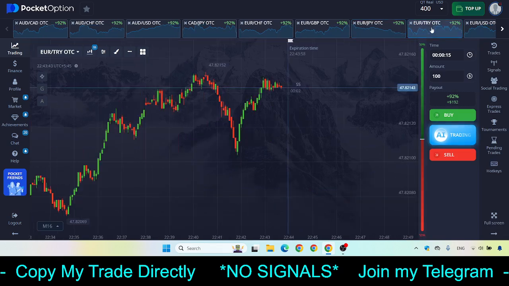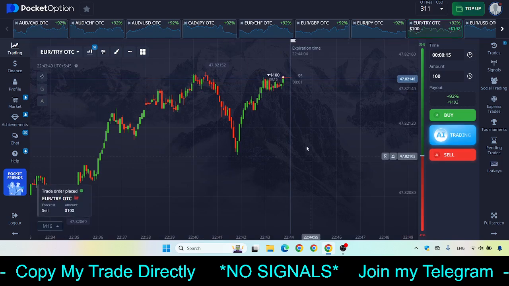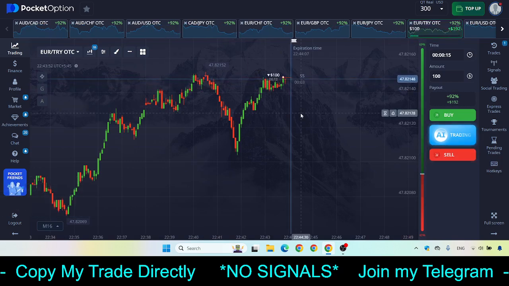So now let's go to another currency pair. It is at the resistance level. Okay, and if the market goes a little bit higher at this point, then we could make a trade in the lower direction.